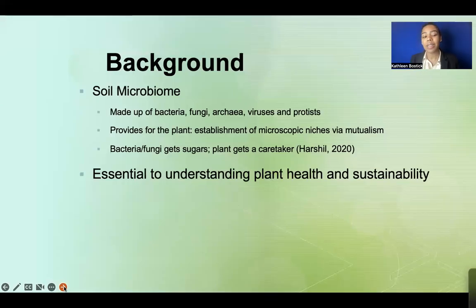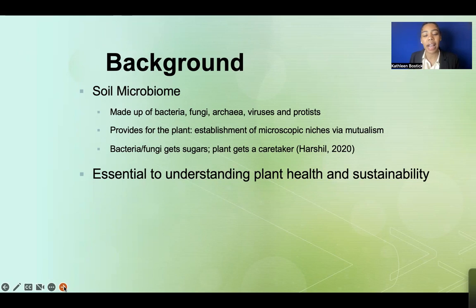Now, what exactly consists of the soil microbiome? Well, it's a sublayer of the entire soil that's interacting with the roots, and it's made up of a large community of bacteria, fungi, archaea, viruses, and protists. In this community, a lot of different relationships are established to allow everyone to thrive and coexist with each other. An example of this is mutualism, where both parties benefit from the same thing. An example can be found in bacteria and fungi, where they get sugars, and in exchange, they take care of the plant.